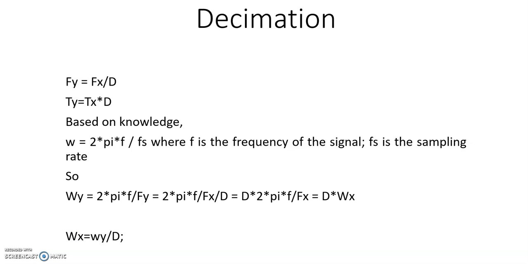In comparison, in the case of interpolation, Fy was equal to Fx into I, and here if we are considering the decimation factor as D, Fy will be equal to Fx by D for this particular case of decimation. Now for this particular concept, we are going to look at this analysis part in a different way. If Fy is equal to Fx by D, since frequency is inversely proportional to time, it would imply that Ty will be equal to Tx into D. I hope you are getting this point. The interpolation counterpart had Fy equal to Fx into I, but when it comes to decimation, Fy will be equal to Fx by D. I hope you are getting the difference between these two.